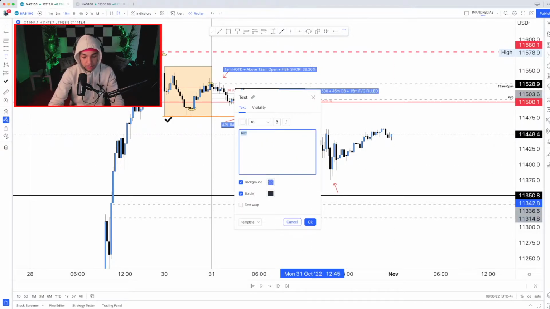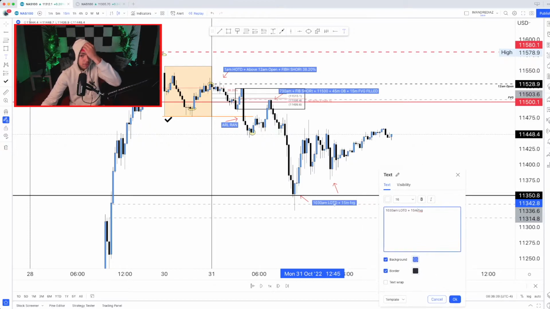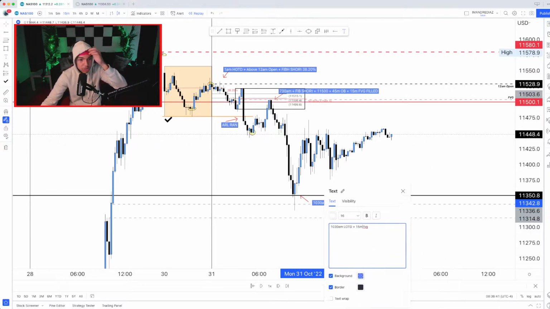So we have 10:30 a.m., we got the low of the day after price traded into a 15-minute fair value gap. There's not many other confirmations for this area. Hold on. Plus we tapped into that 15-minute fair value gap, but there's not many other confirmations in this area specifically right now.